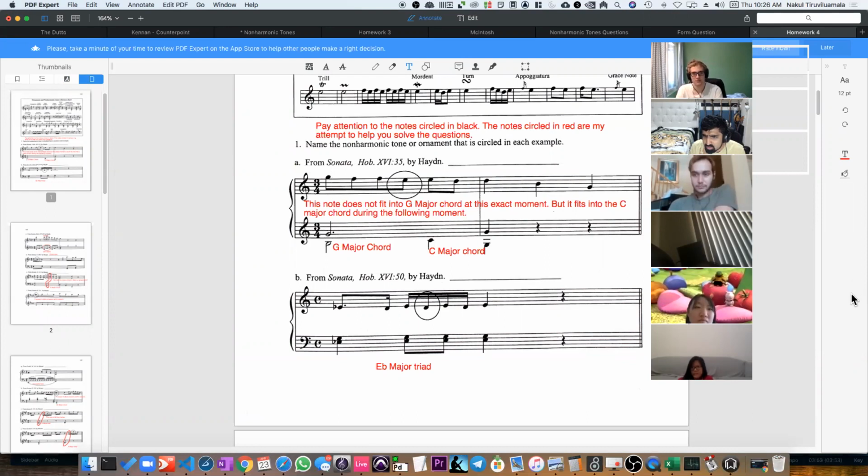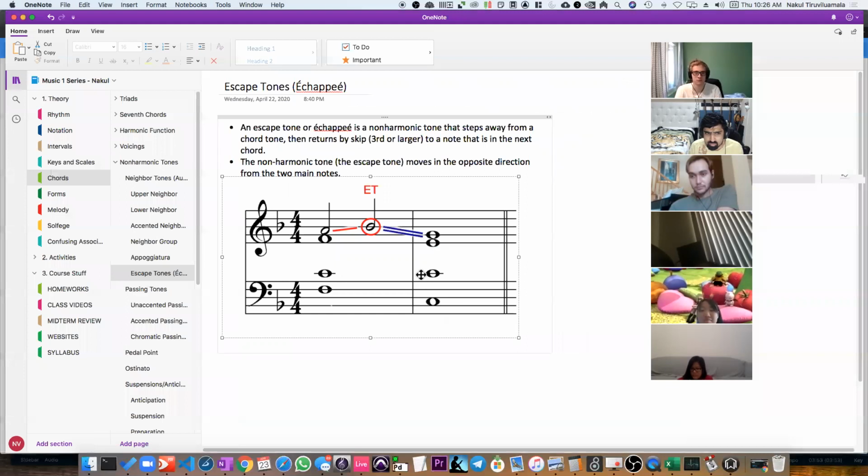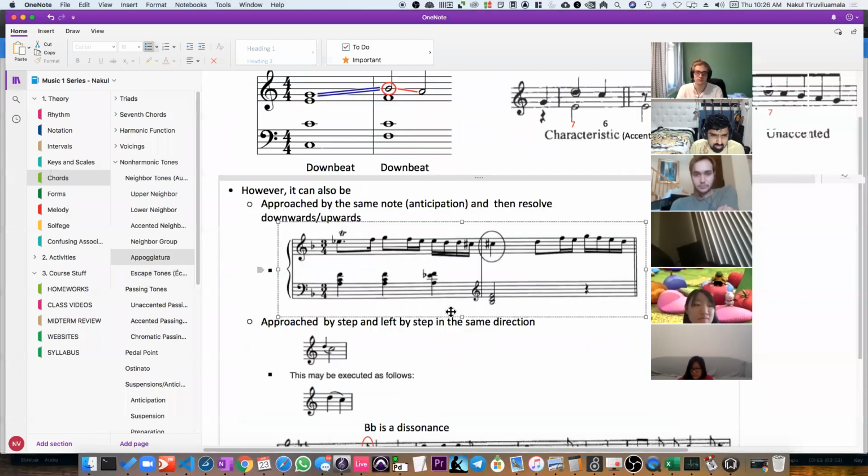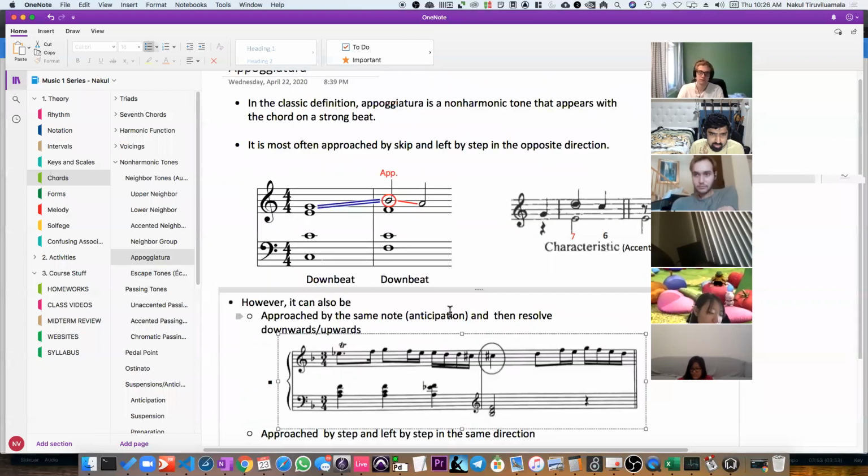I think the chord tone is the E flat and the C sharp is a skip down. The C sharp resolves up a step. Let's see what we're talking about. Sorry, going back into the ring of fire right now.